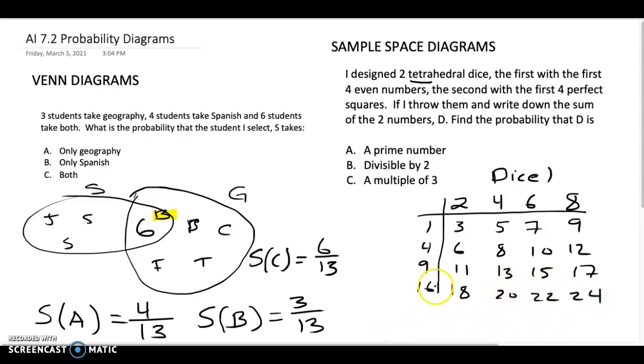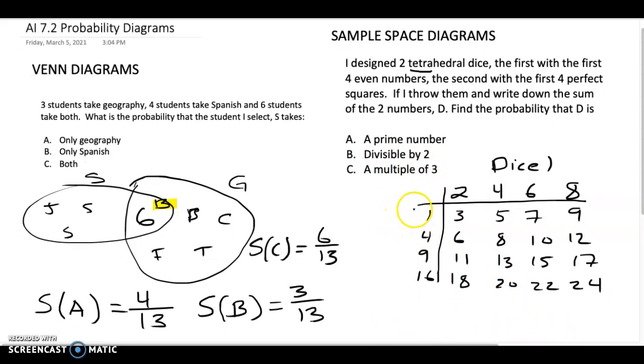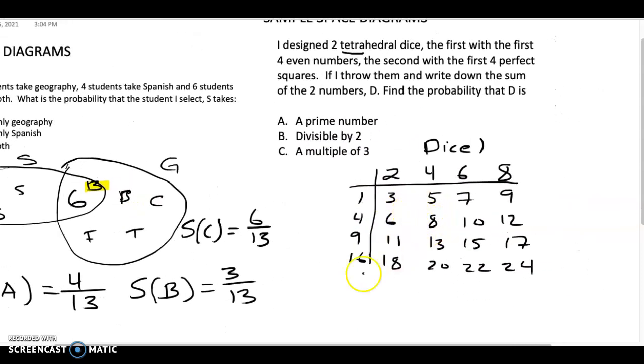So when we're trying to find our different events, the event is me throwing the dice, D, and event A is the answer being a prime number. I'm going to use a highlighter. The prime numbers we'll say are yellow. So these are the prime numbers: 3, 5, 7, 11, 13.